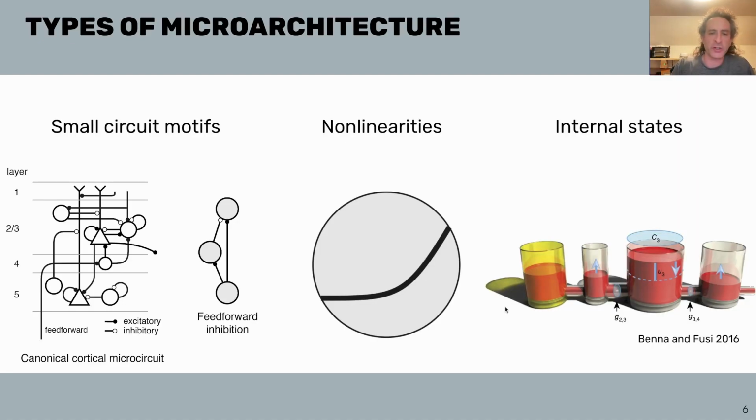So what is microarchitecture? Well, these are small-scale structures that have computational consequences. Examples include small circuit motifs, ways of connecting specific dedicated neural units together. Also, the neural properties that give rise to their nonlinear transfer functions or activation functions, that counts. And then there may be even finer scale things inside of a neuron, including the internal states of either the neuron as a whole or even synapses.